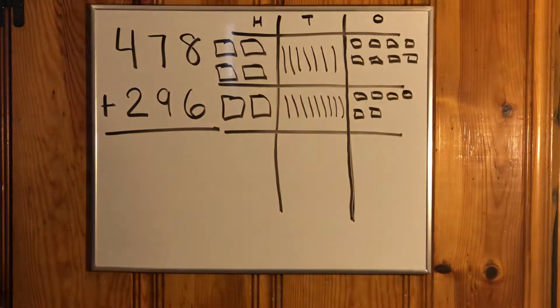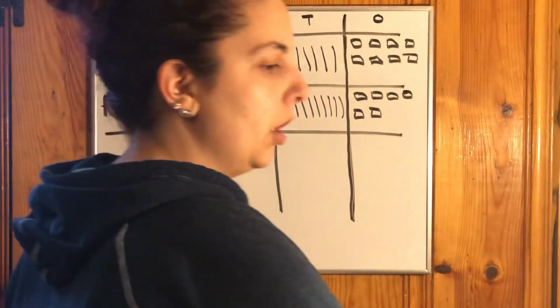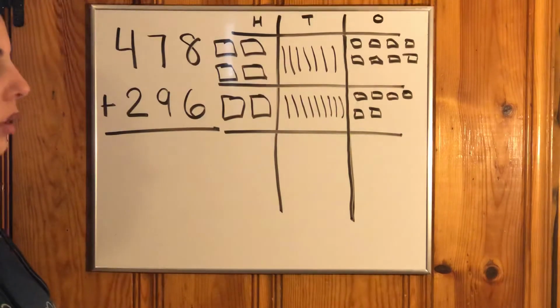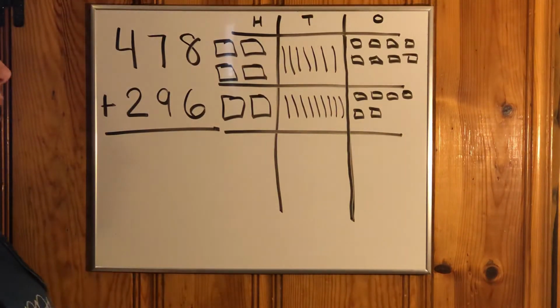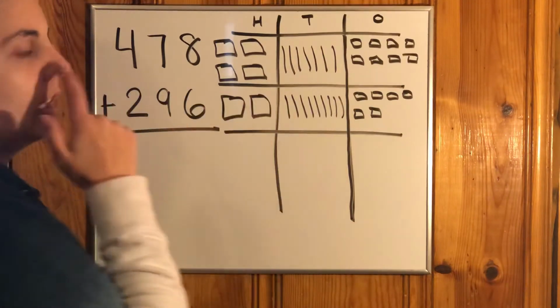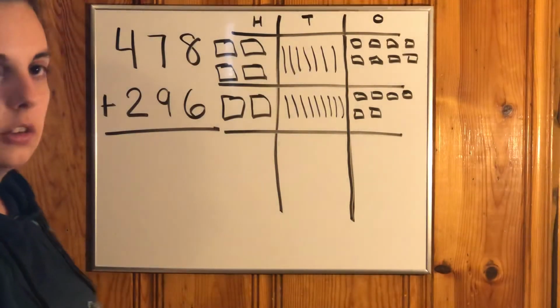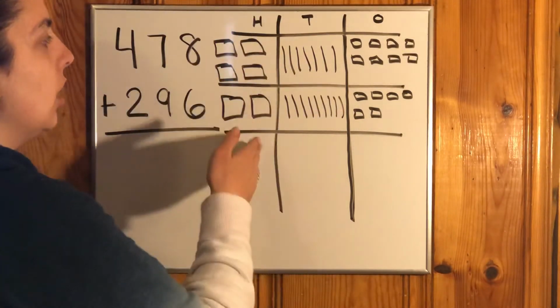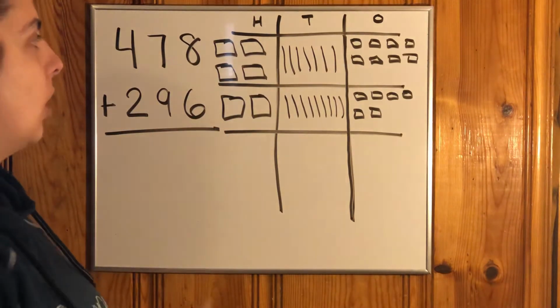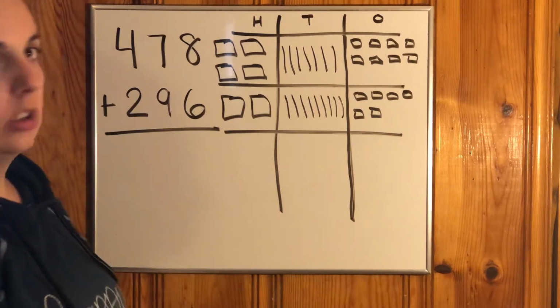Okay, so now I'm going to count up. And I told you that this would have to be regrouping. And we will know that it's regrouping if there's 10 or more in the ones. We have to trade that in for a 10. If there's 10 or more tens, we have to trade that in for 100. And if there's 10 or more hundreds, we have to trade that in for 1,000.